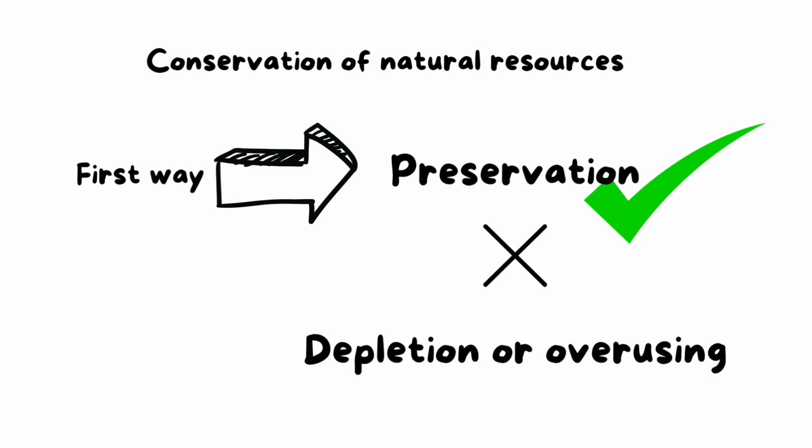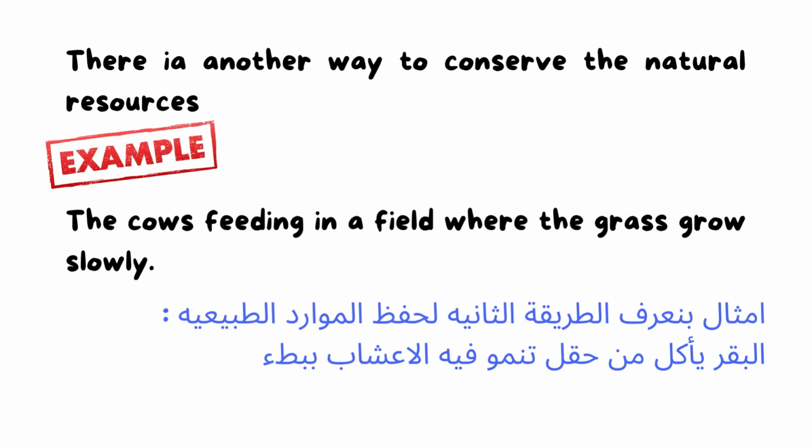And the opposite of this is depletion or overusing. Here we have the second way to conserve natural resources. We will take this example to know what this way is. The cow is feeding in a field where the grass grows slowly. Here we have a field, but the grass in it grows slowly.